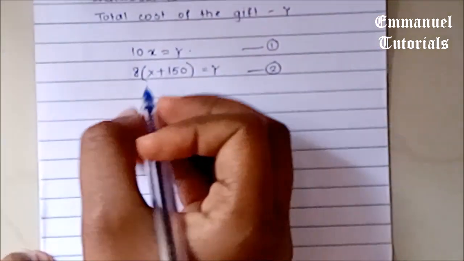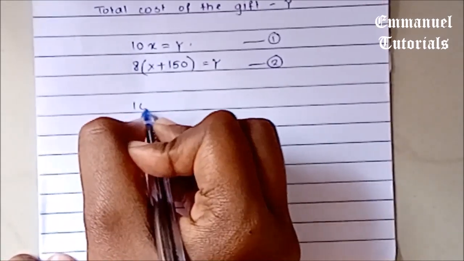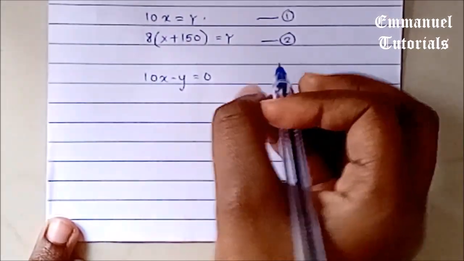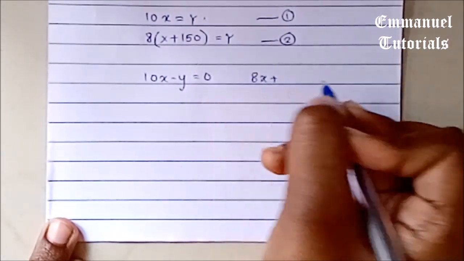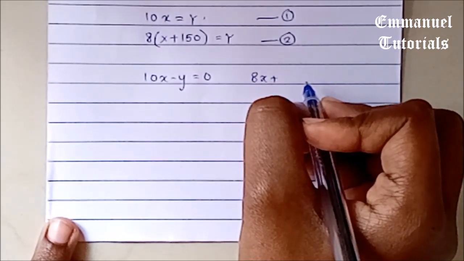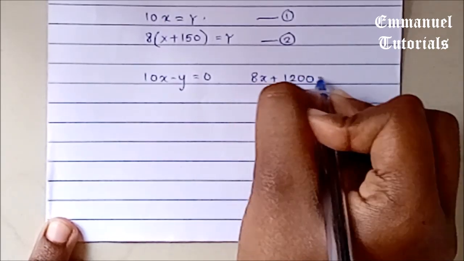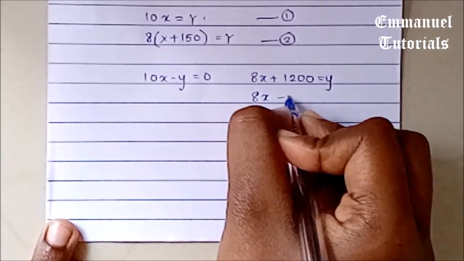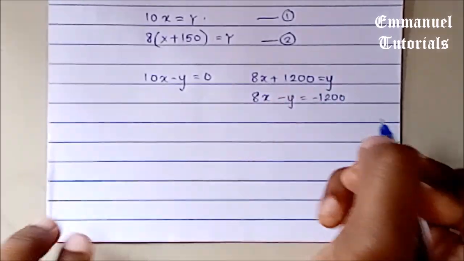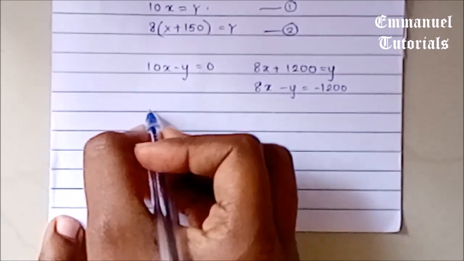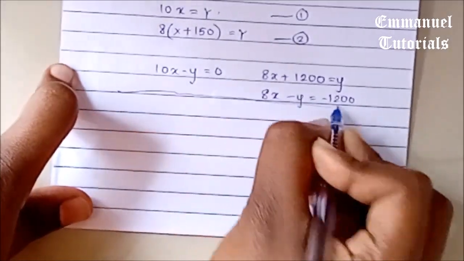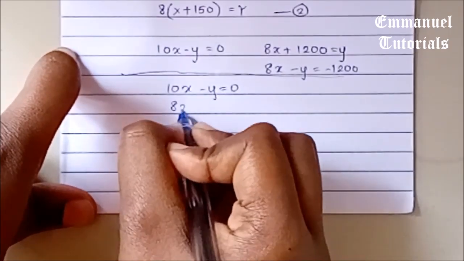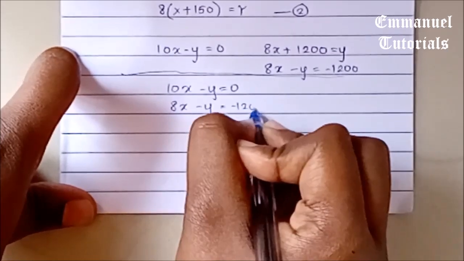We can try solving them. The first equation can be rewritten as 10x minus y equal to 0. The second equation can be written as 8x plus 8 into 150, which is 1200, equal to y. So rewriting it in this form, we'll get 8x minus y is equal to minus 1200. So we can solve these two equations simultaneously. 10x minus y equal to 0. 8x minus y equal to minus 1200.